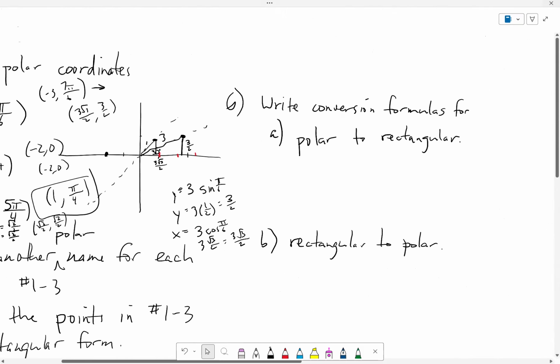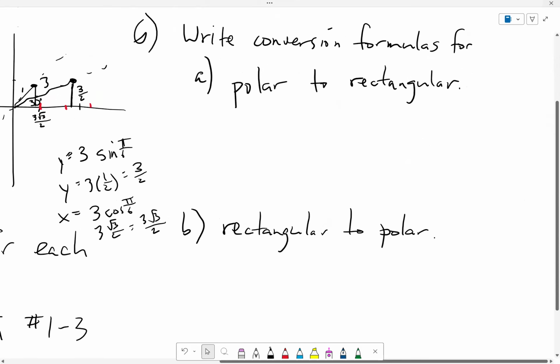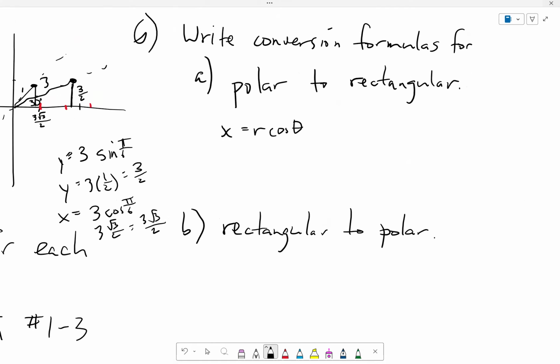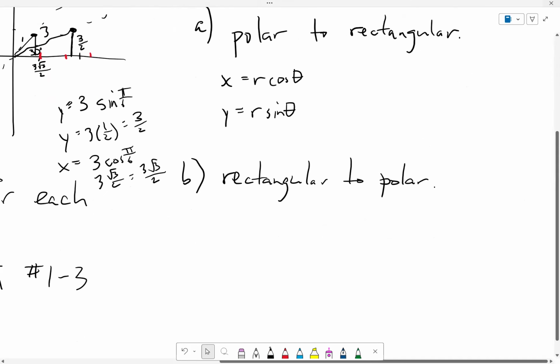Okay, this is taking the whole period. Polar to rectangular, which means I want x in terms of r and theta. I think we already talked about this. When we were doing the last problem, we said x is equal to r cosine theta. Have you ironed this into your brain? And as well, y is equal to r sine theta. For rectangular to polar, that means I want r in terms of x and y.